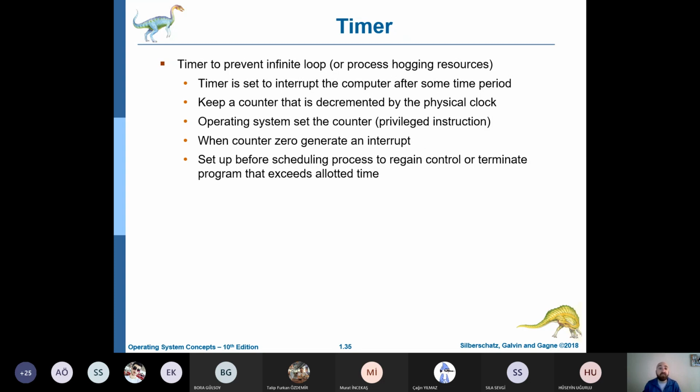So we don't need to wait for the process to finish its job. We don't need to wait until the process terminates. At a specific time, using a timer, we can create an interrupt, and based on that period, we can change the process which is running on the CPU. So based on that, we can control the CPU time provided to each process.